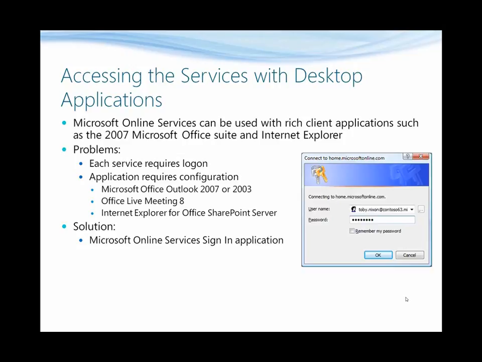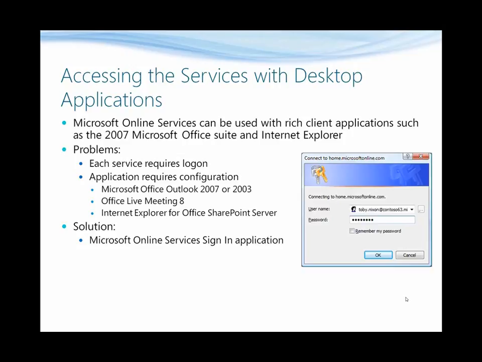Because Microsoft Online Services are cloud-based services, user accounts are distinct from any local identities, which by default would require authenticating to each service separately, regardless of how you access the service. For example, you'd have to authenticate using Office Outlook 2007 in addition to Office Outlook Web Access. In addition, desktop applications must typically be configured to talk to the servers in the cloud. Office Outlook 2007 and Office Live Meeting clients need Microsoft servers.